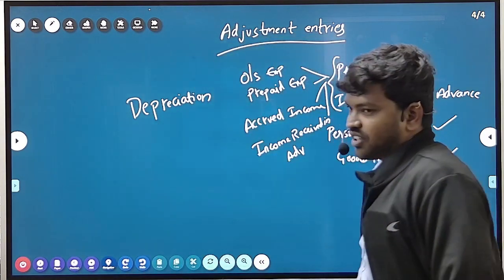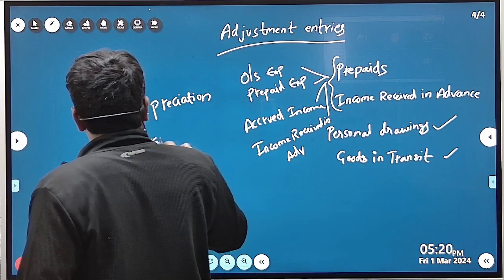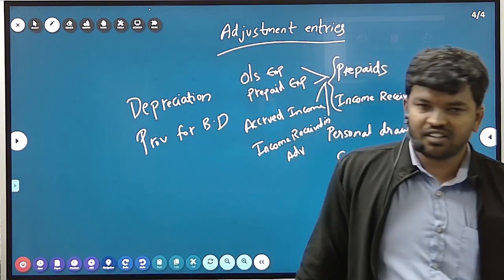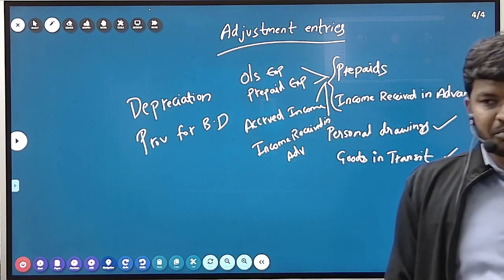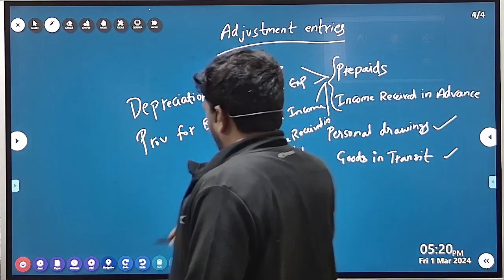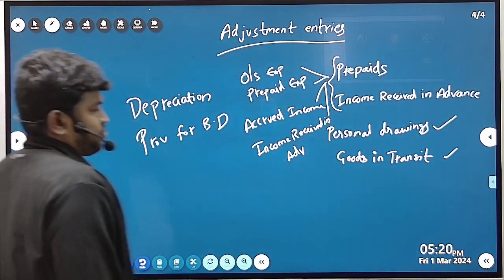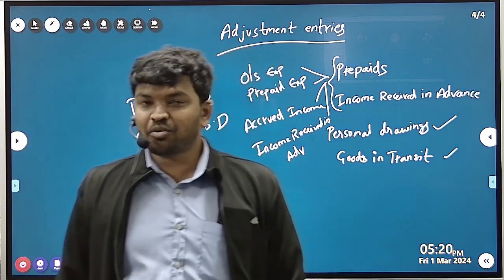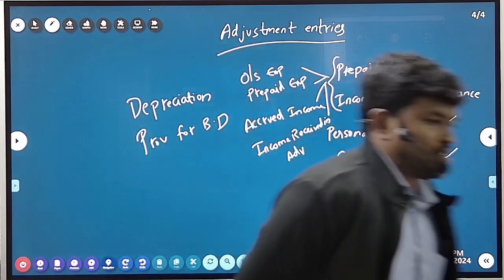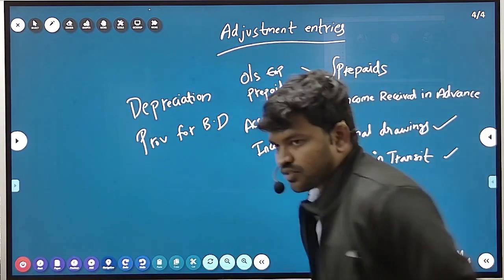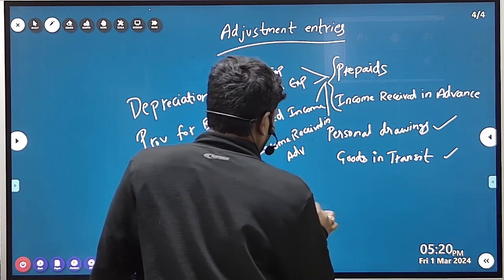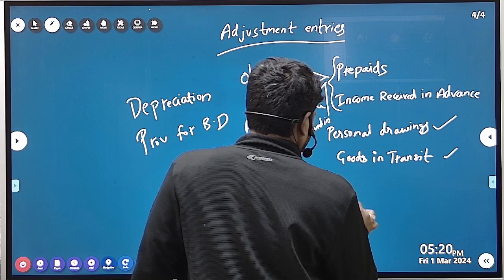You pass these entries. Provision for bad debts: you are providing provision at the end of the year. Okay, all these are adjustment entries. Now let's see the entries. What are the different entries? What is the entry for outstanding expense? Not plus, I'm asking the entry. Outstanding expense. Very good. Expense account debit to outstanding expense.